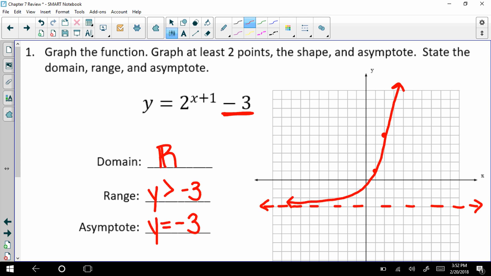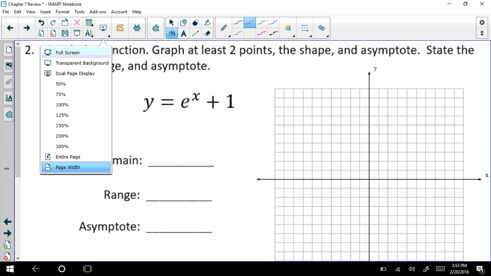So this is a 6-point problem. You get a point for graphing 2 of the points correctly, 1 point for your shape, and then 1 point for the asymptote on here, then 1 point per blank. Okay, so this is growth. So if I ever ask you if this is exponential growth or decay, it's growth because the base number is bigger than 1. Okay? All right, here is number 2. So work on that one.